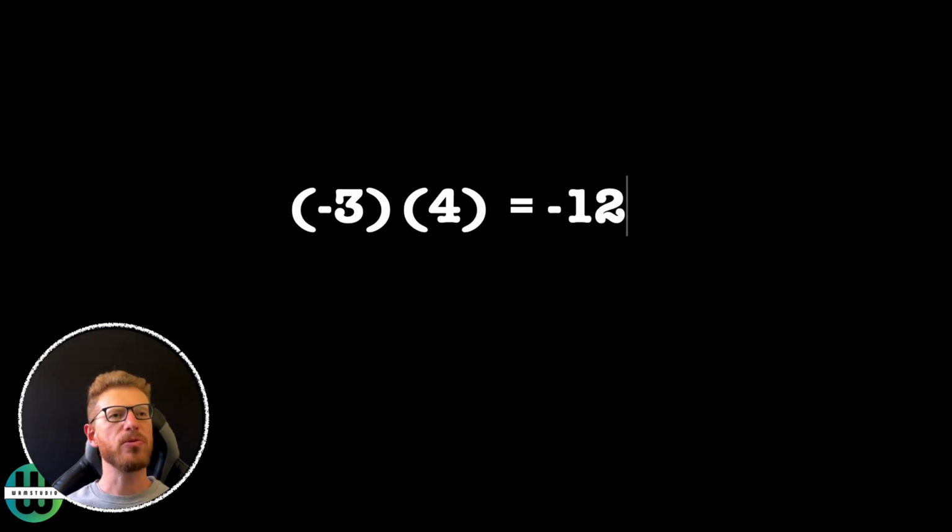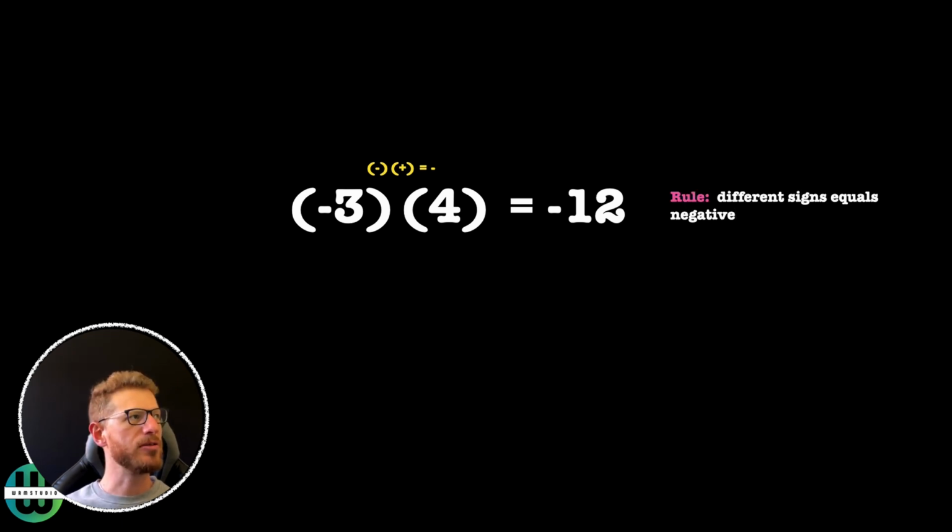Let's have a look at something different. I've got negative 3 times 4. So nothing is squared, or to the power of, just normal negative 3 times 4. Well, that's going to equal negative 12. Why? Because I've got a negative and I multiply with a positive. That's going to give me a negative because different signs equals negative.